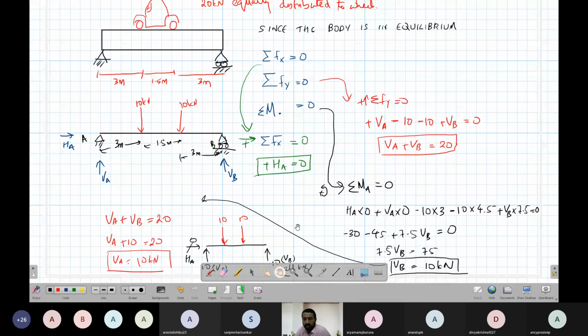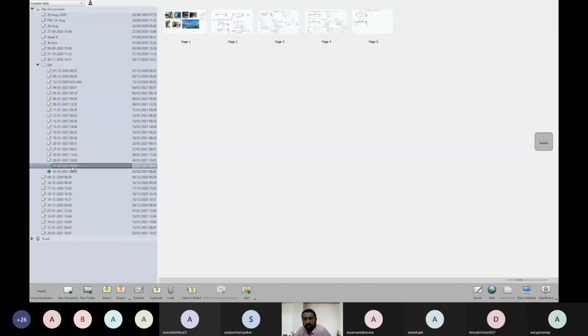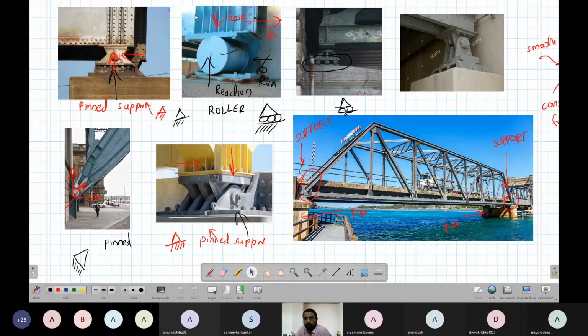So there is one more variation in this problem. Evaluate the reactions for the shown simply supported beam. That is a beam under simply supported. This is practically possible, either with a pin support and a roller support. You can see this. It is clear, I guess.